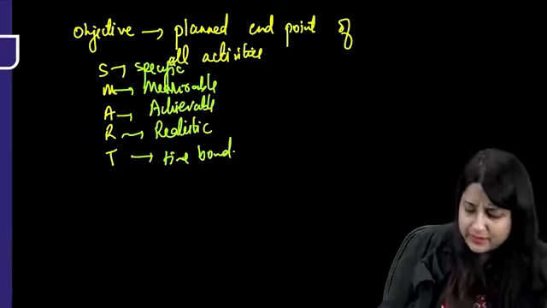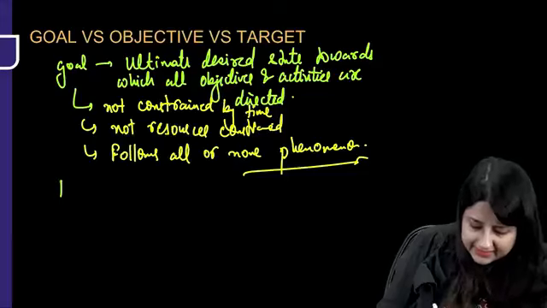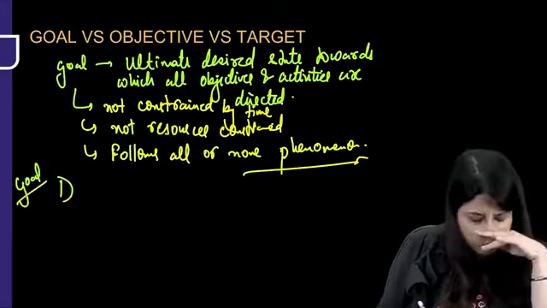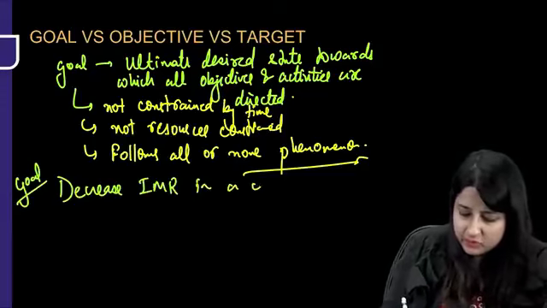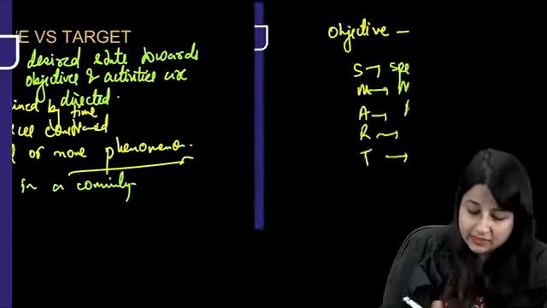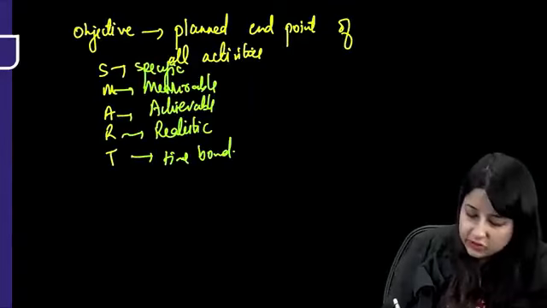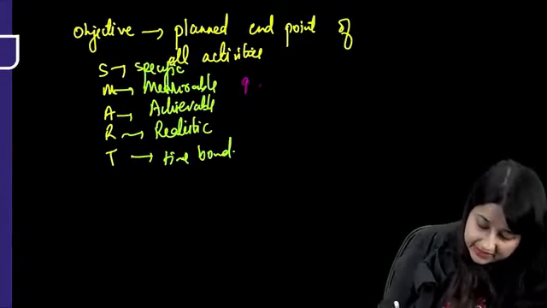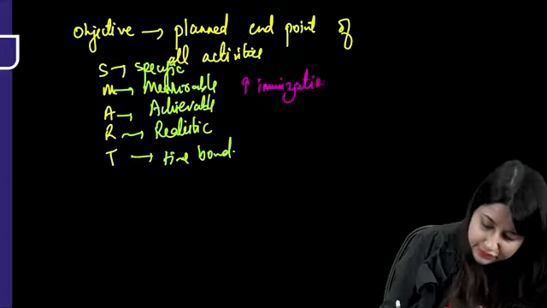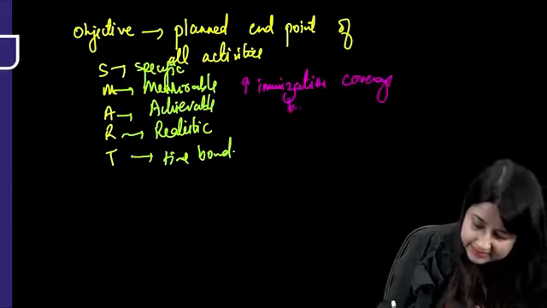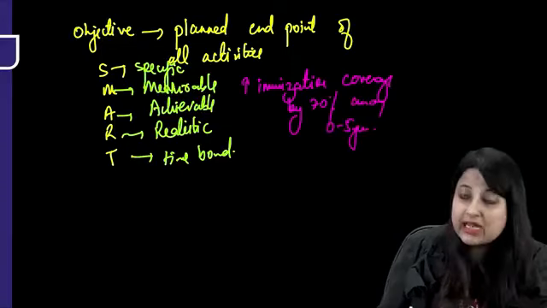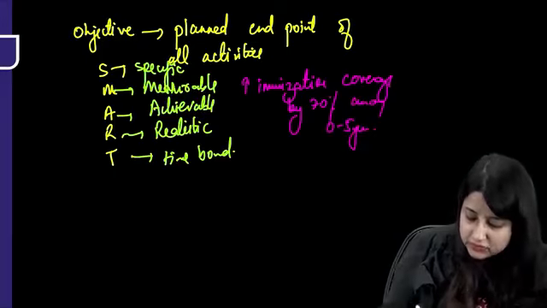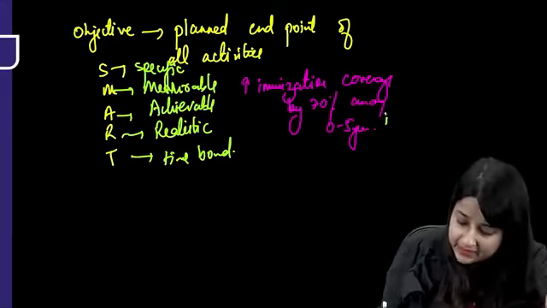Like my goal as a public health officer was to decrease, I'll just put an example, the IMR, infant mortality rate in a community. That was my goal. For that, I set my objective. So what is the objective? Objective is to increase immunization coverage by, let's say, 70% among, let's say, 0 to 5 years. So that was my objective. So it's measurable, it's achievable in, I could say, 1 year.